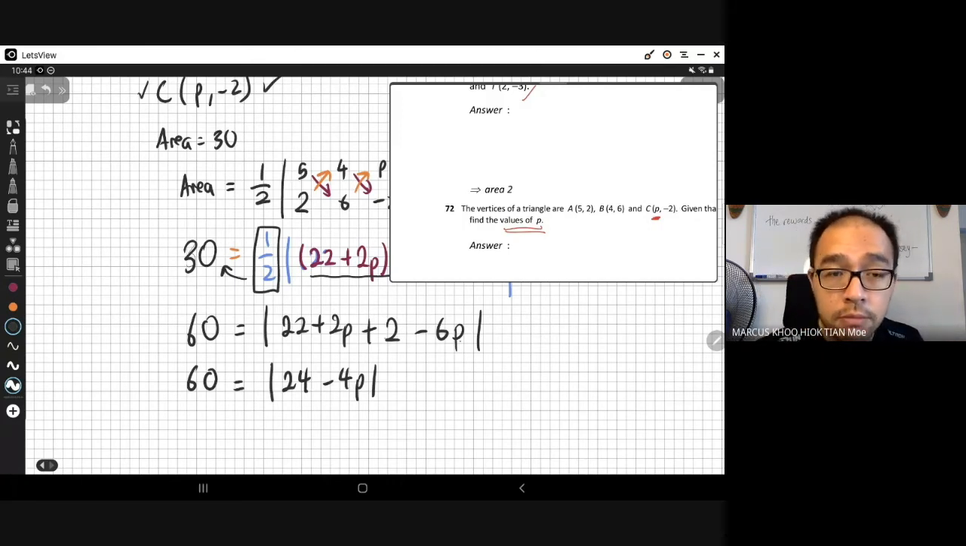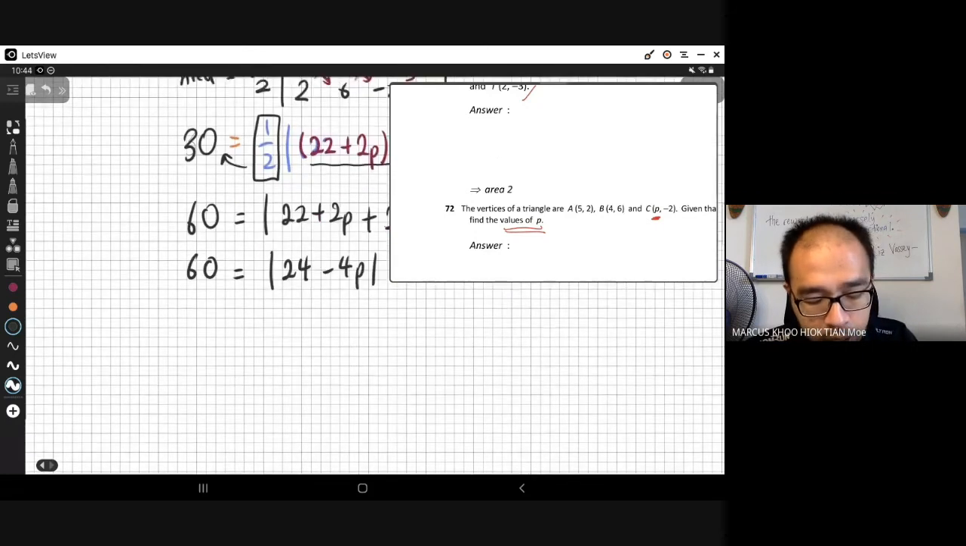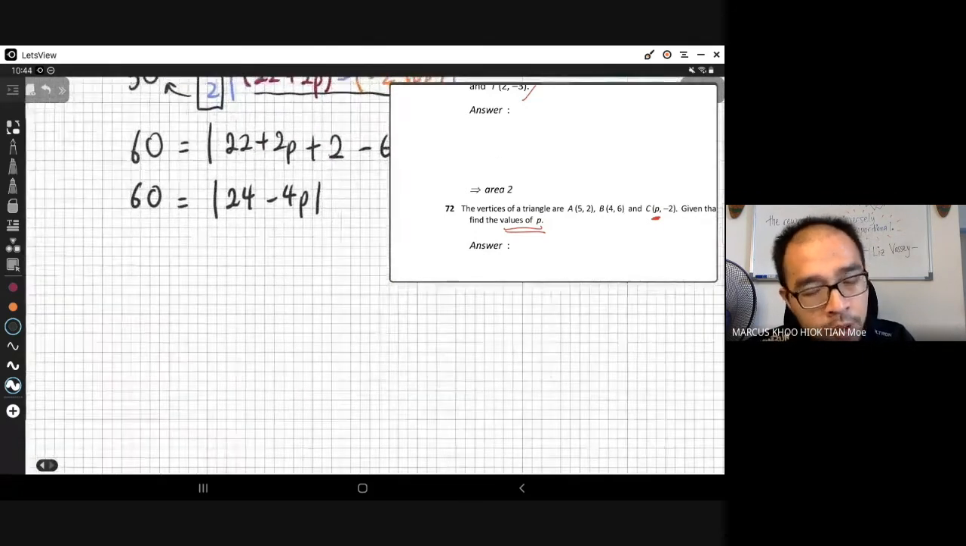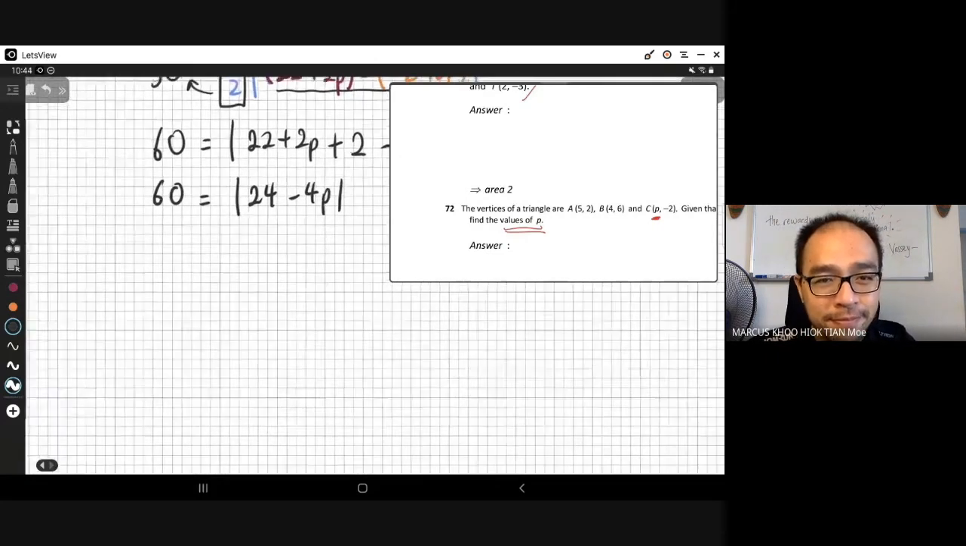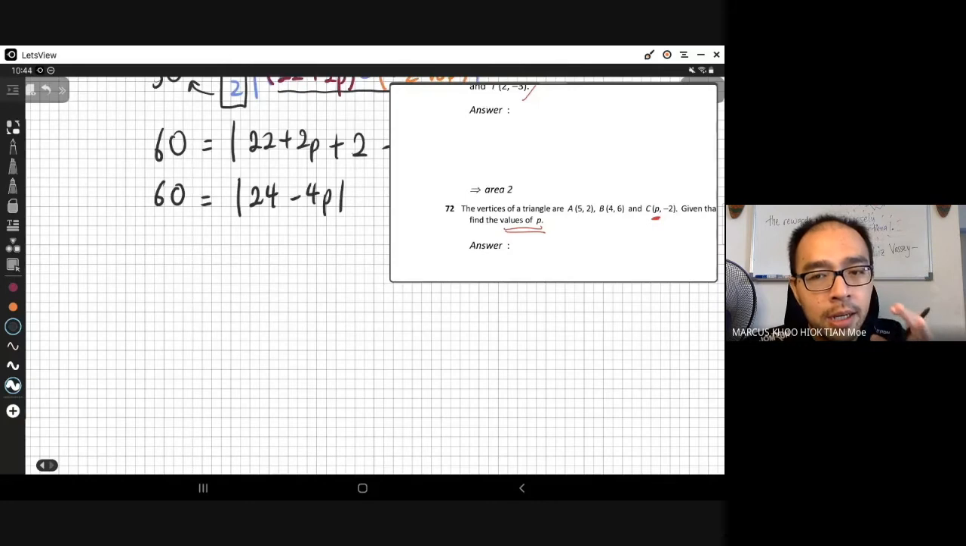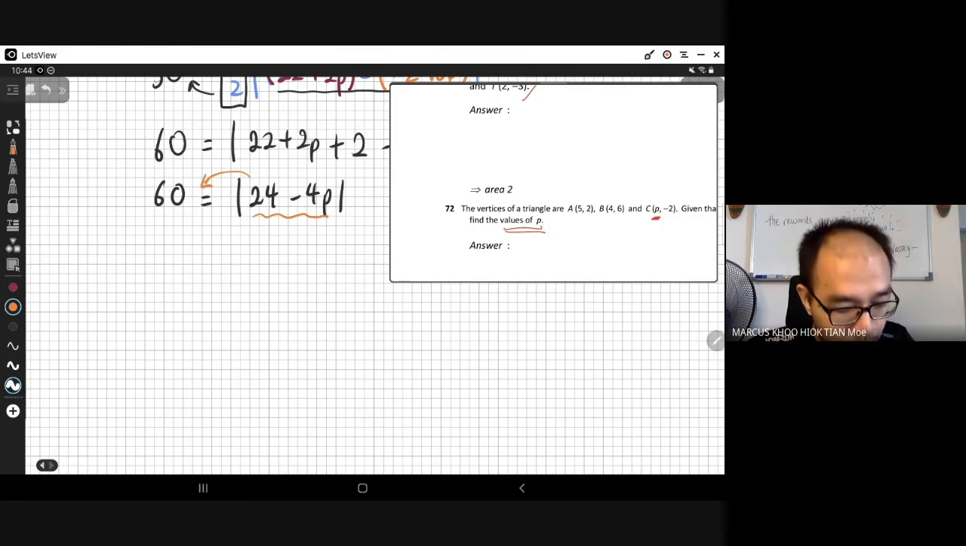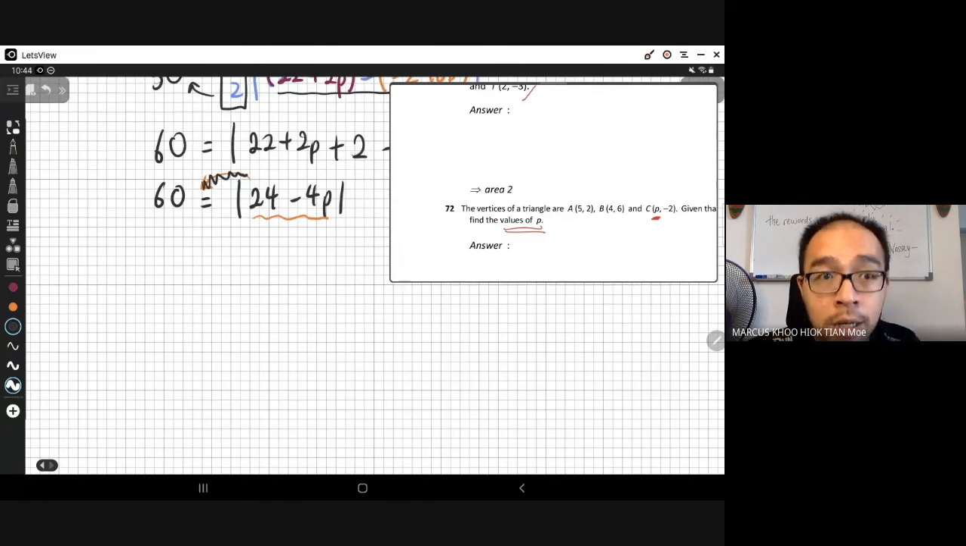Okay, so far so good? Now, if you remember from chapter 1 last time, you don't really remember it. But the problem now is that my 24 minus 4p is stuck inside this modulus, and I cannot move the 24 yet because it is stuck inside the modulus. So what do I do? I cannot move this, so I need to open the modulus.